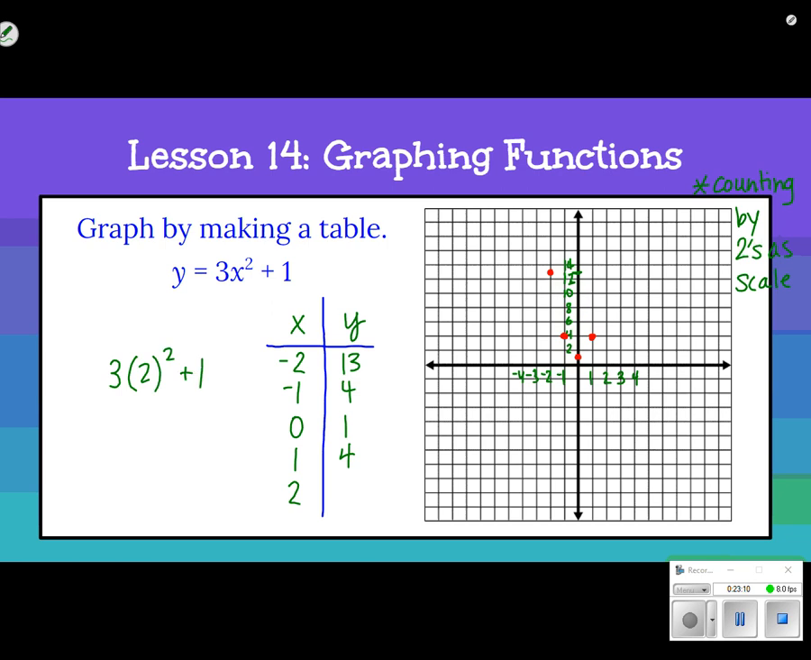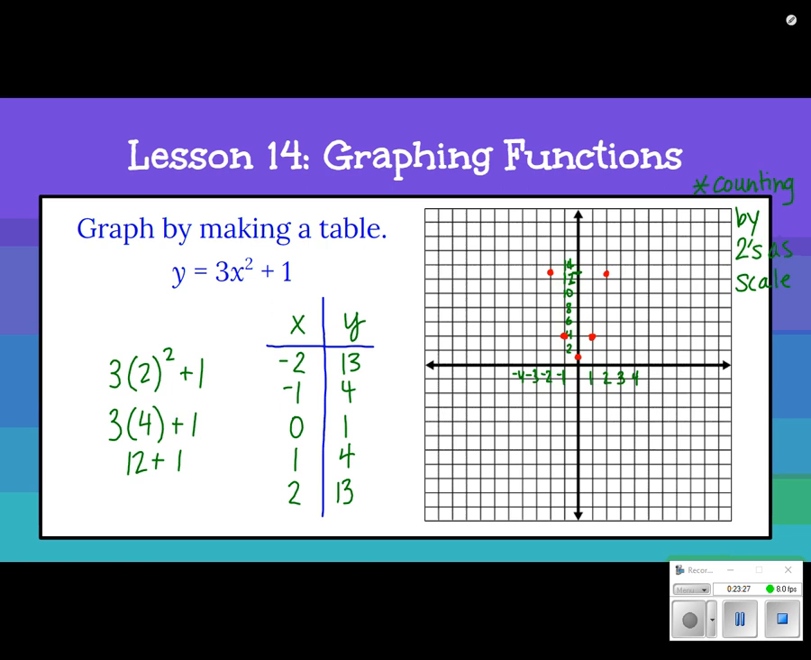All right, so now I'm plugging in 2. So I've got 3 times 2 squared, which is 4, so I've got 12 plus 1. I have another 13 on the other side. So 2, 13. And you could keep going.